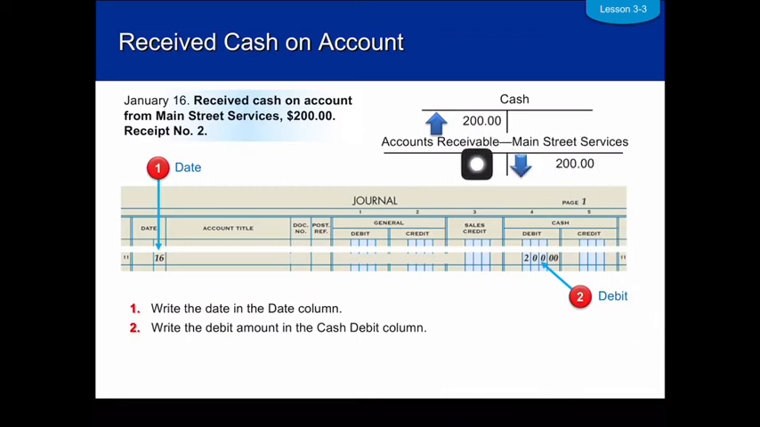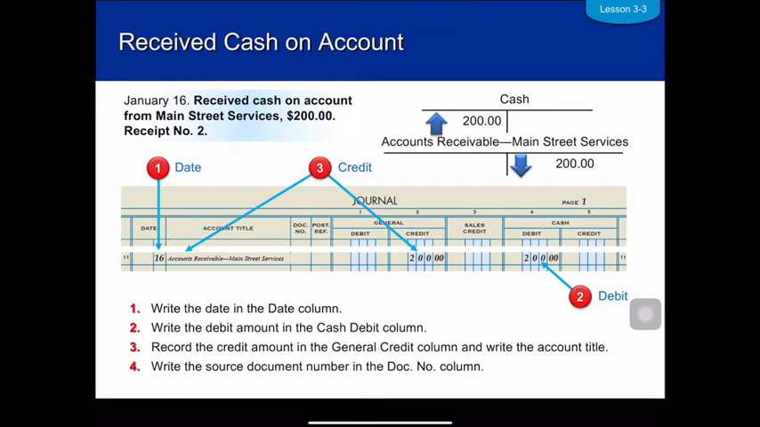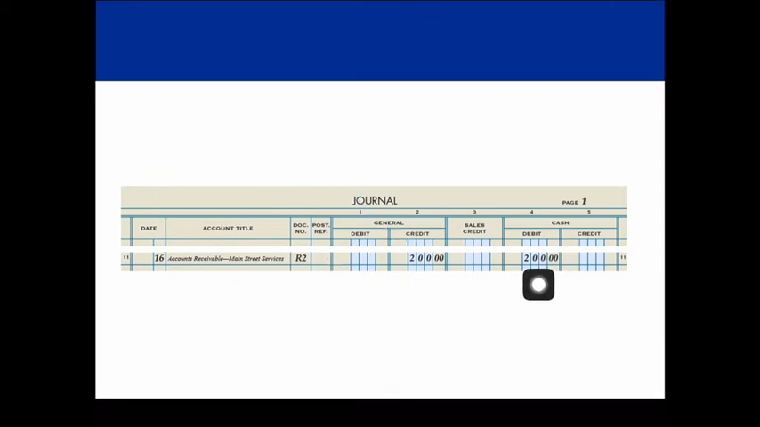Our credit here will go to accounts receivable, Main Street Services. Again, there's no special amount column for that, so that'll be a general credit. When you write something in your general debit or credit column, we have to identify the account title. And again, you can use AR on your example paper if you need to, because that's a lot of stuff to write on one line. But make sure you're identifying your customer's name. And then you will write the source document, receipt 2. So again, it looks like this. We will debit cash because we receive cash, and we will credit accounts receivable because they're paying part of what they owe.